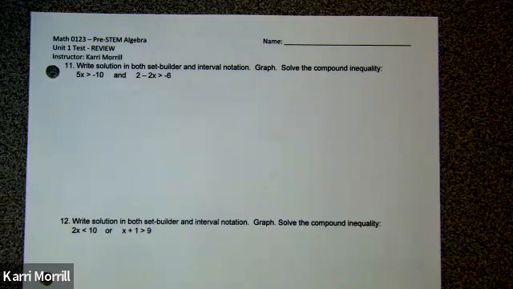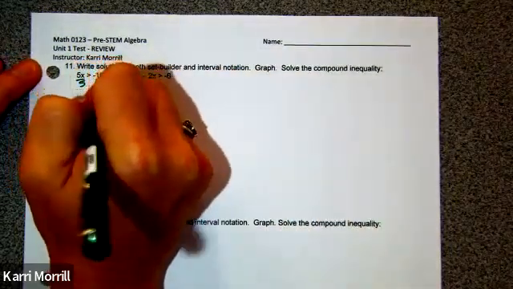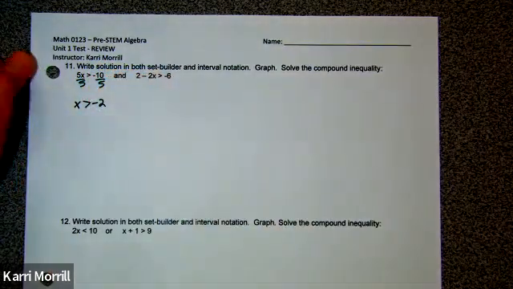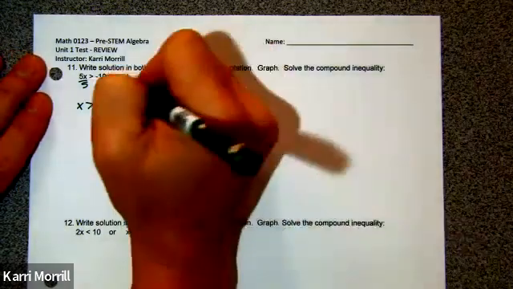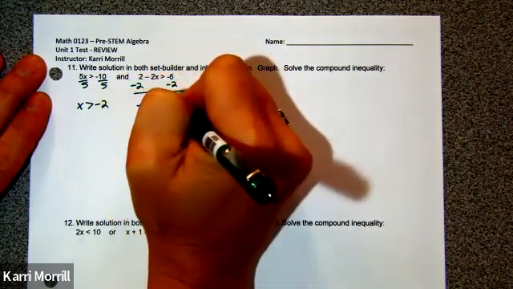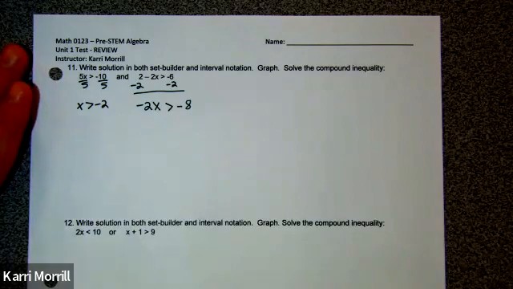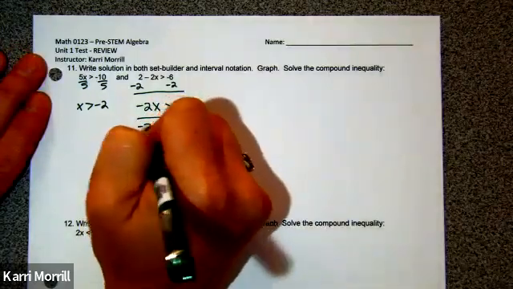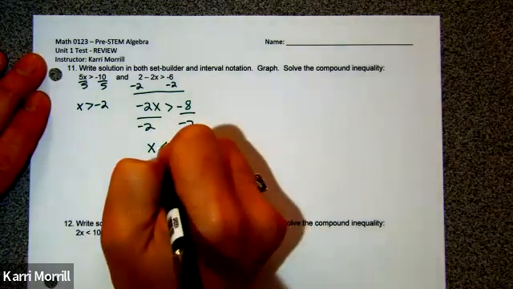Okay, number 11. So we have some compound inequality. We would divide by 5 here, so x would be greater than negative 2. Here we're subtracting 2. The negative 2x is greater than negative 8. Divide by -2, so what do I have to do with that symbol? Flip it.